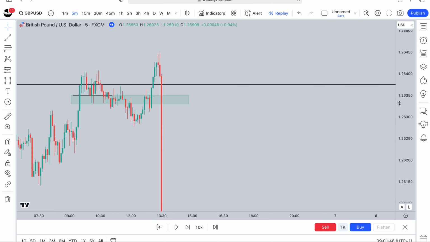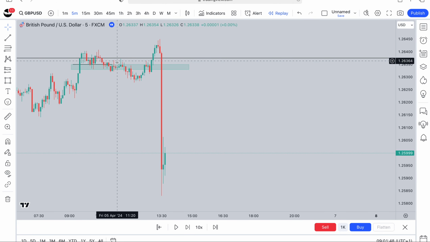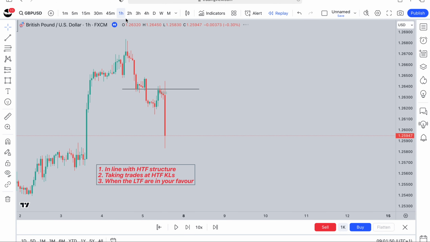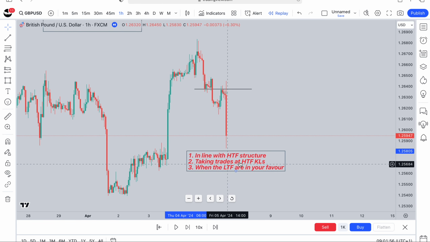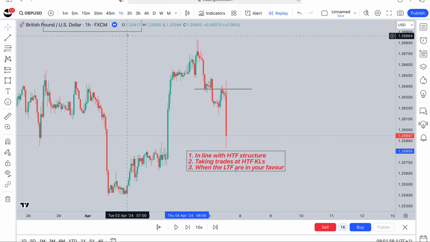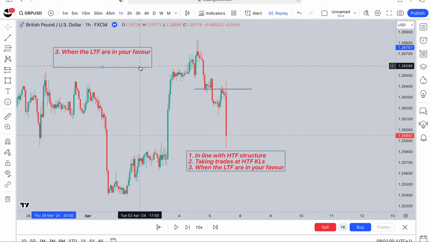So that's pretty much it, guys. And just because this was a downtrend, the rules still apply for an uptrend. You want to see that sentiment shift in your favor. But I promise you, if you're taking trades in line with the higher time frame structure, which basically means you are taking trades following only where the trend is on the higher time frames, you're then taking trades only at those higher time frame key levels, and you're also taking trades when the lower time frame is in your favor, I just don't see how you guys can go wrong.